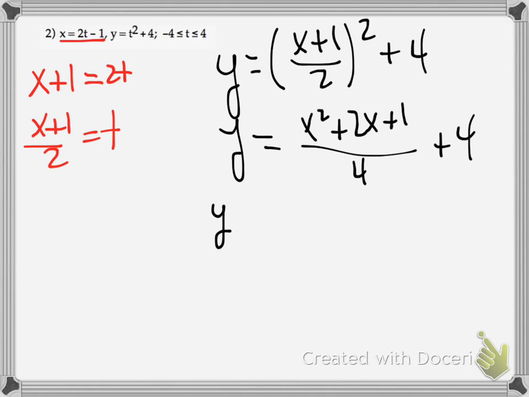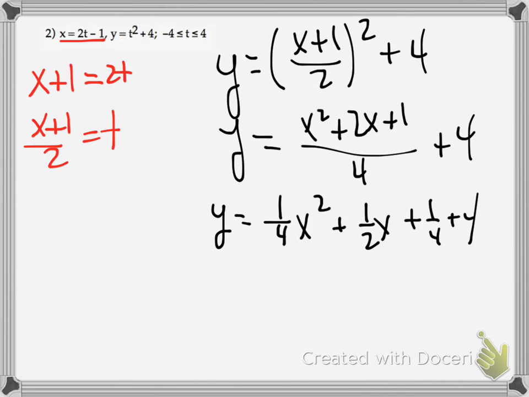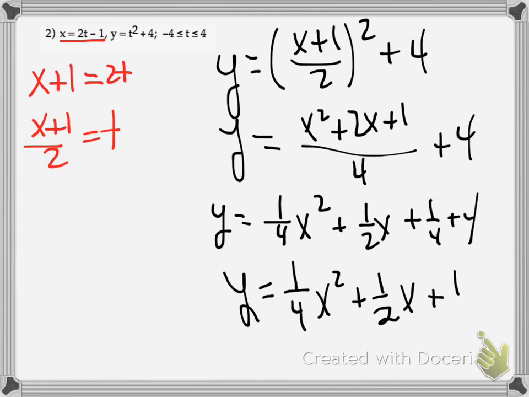All right, so then you can split it up. You got 1/4 x squared plus 1/2 x, and then you've got plus 1/4 plus 4. And so really it looks like y equals 1/4 x squared plus 1/2 x plus 17 over 4, because 1/4 plus 4, and you can do that in your calculator. And again, guys, this technically is actually correct, so you don't have to go too far in there.